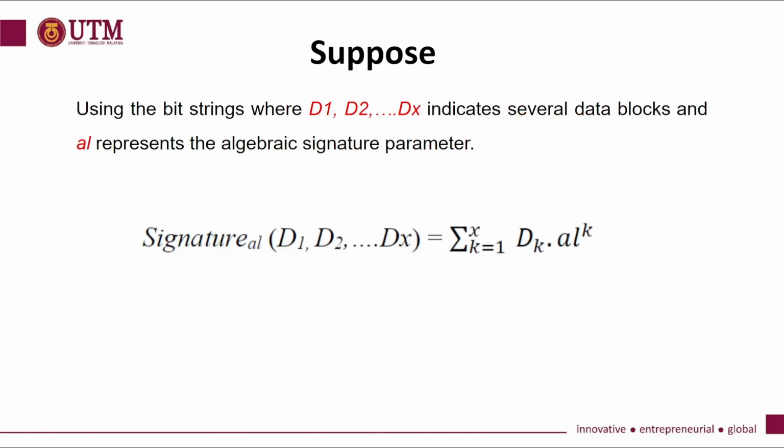Let's see how the algebraic signature works. Suppose we are using a small bit string where d1, d2, up to dx are several data blocks, and L represents the algebraic signature parameter. So as you can see, the data block D has been compressed into an algebraic signature using the following formula.